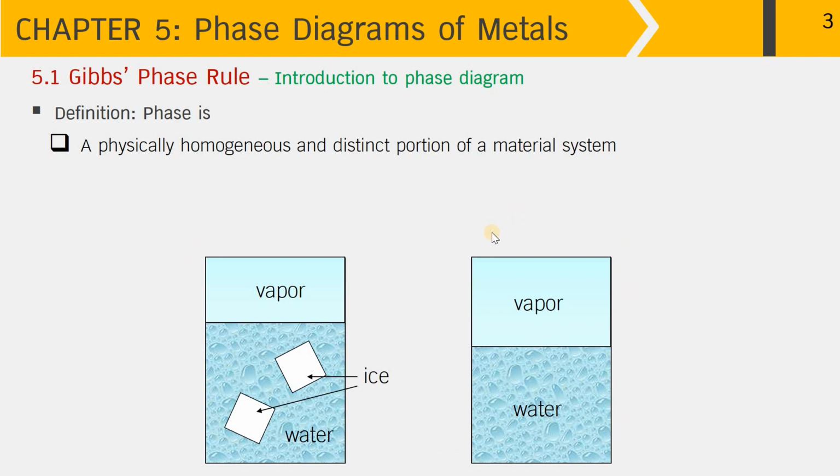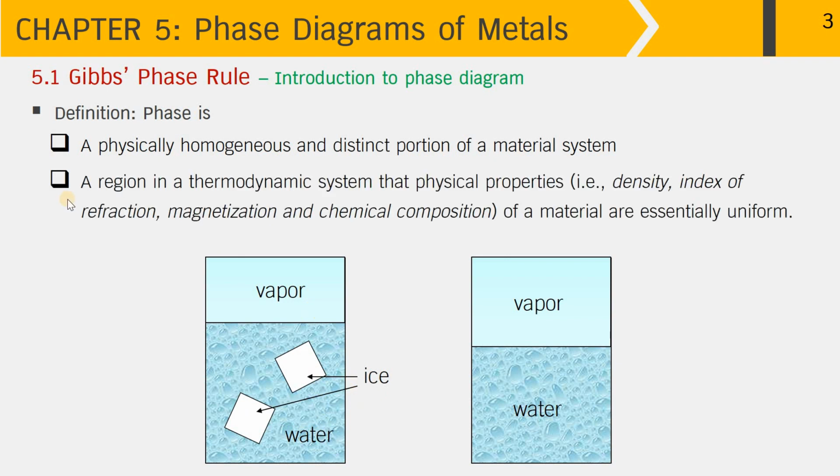So the picture on your right contains 2 phases, which is in the gaseous state, and the water, which is in the liquid state. But then if you look onto the picture to the left, you can see that there are 2 ice cubes, which are in the solid state. So now you have 3 phases overall, which are the vapor, water, and ice.